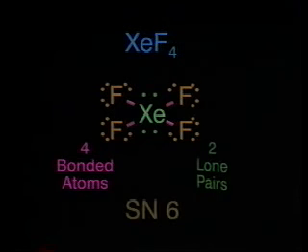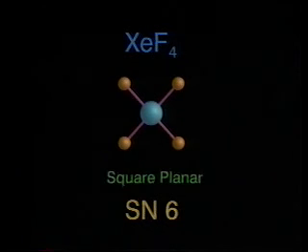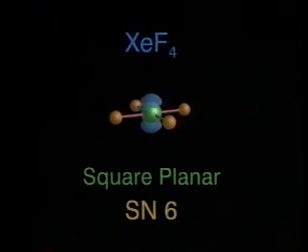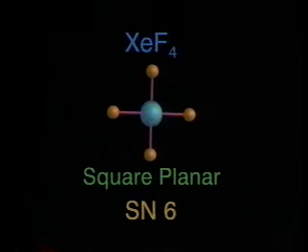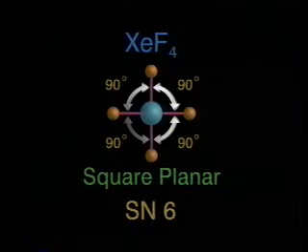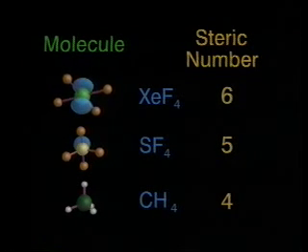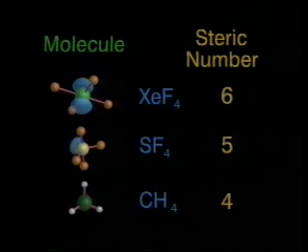XeF4 has 4 bonded atoms and 2 lone pairs. This produces a square planar shape in which the lone pairs are opposite to each other. The bond angles thus all equal 90 degrees. The shapes of molecules with 4 atoms bonded to the central one are also explained by VSEPR theory.